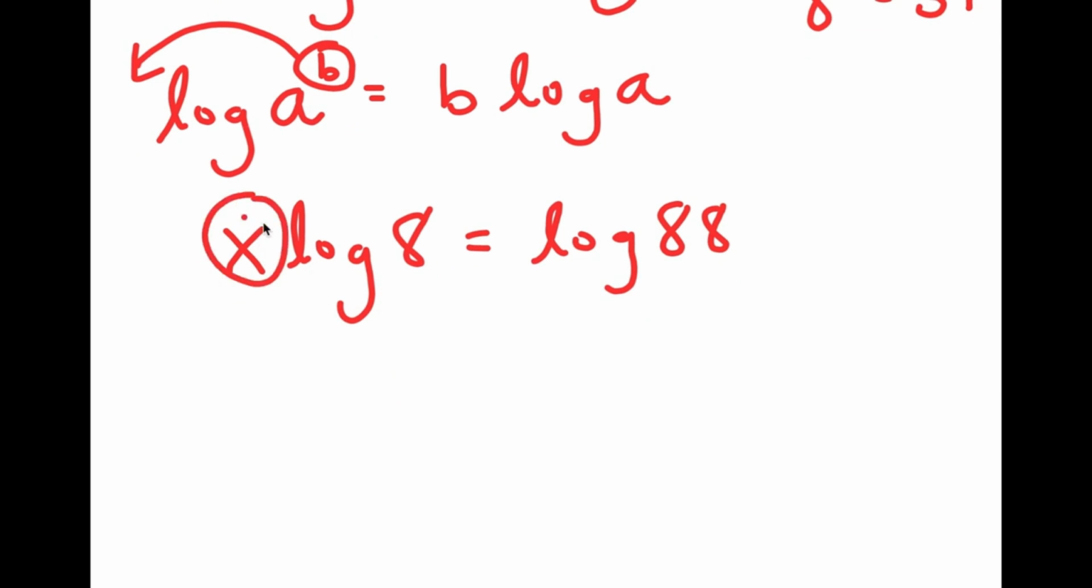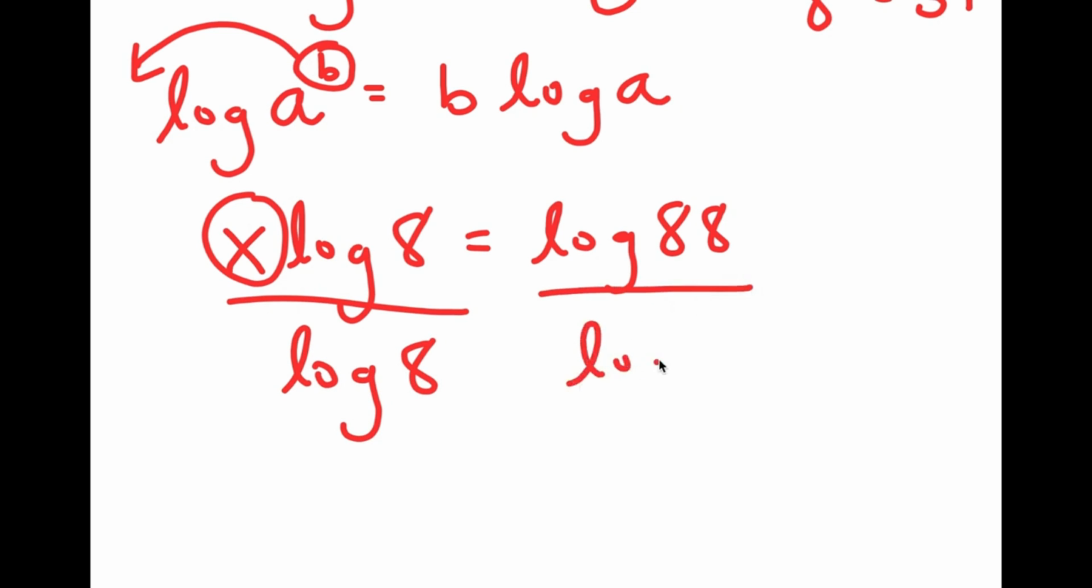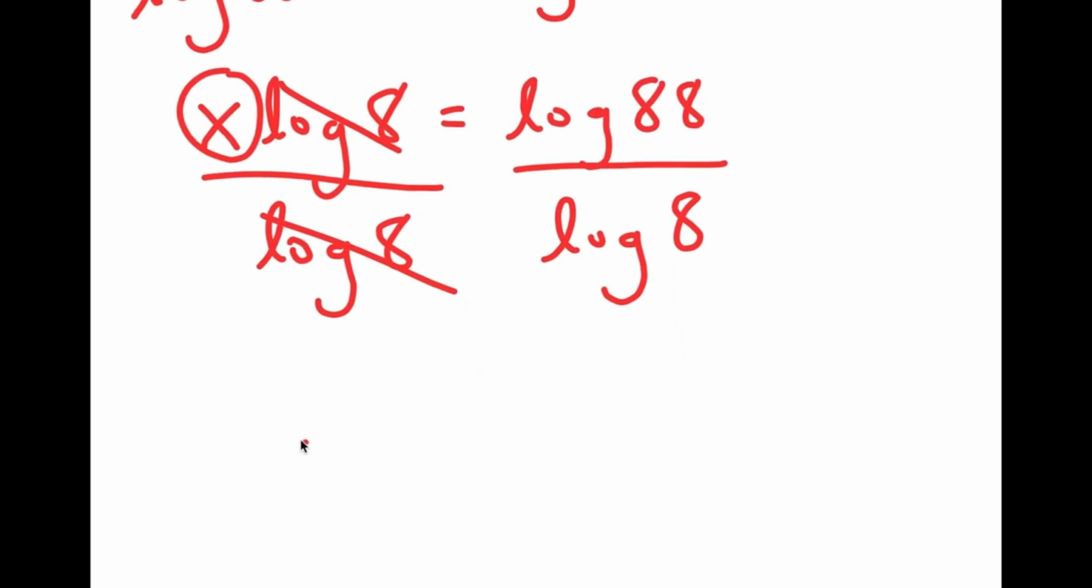And I want to isolate x because that's what I'm solving for, so I'm going to get rid of this log 8 by dividing both sides by log 8. So now these two cancel out, and I get x is equal to log 88 over log 8.